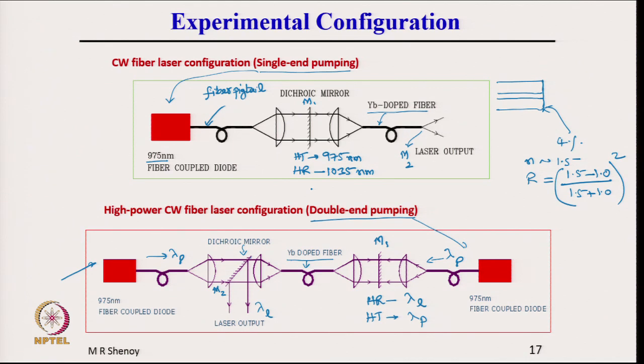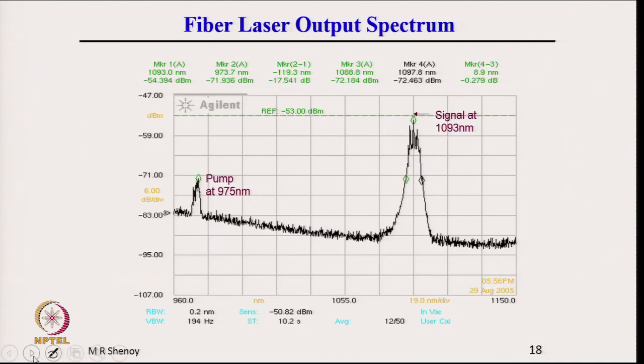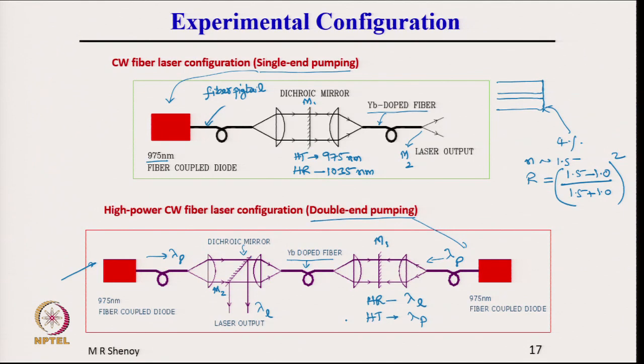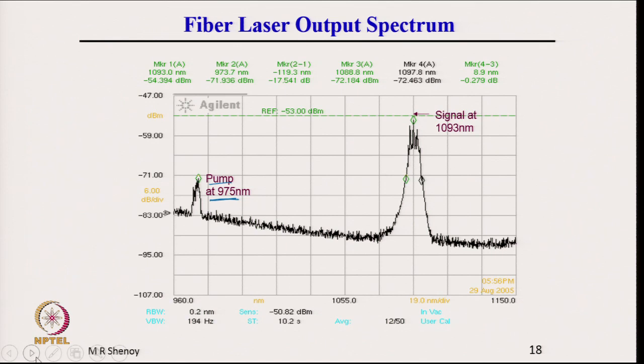This is a configuration which is implemented to generate high power laser, and we can see the output spectrum again. The pump is at 975 nanometer, a peak, and the signal in this case is coming at 1093, because the spectrum is over a range of wavelengths, and depending on the reflectivity of the dichroic mirrors at the wavelength, we can get different wavelengths. In this case the peak is at 1093 nanometer. That is what we meant by a tunable range over a range of wavelengths, by choosing appropriate reflectivities of the dichroic mirrors or the fiber Bragg gratings that we use to form the cavity.